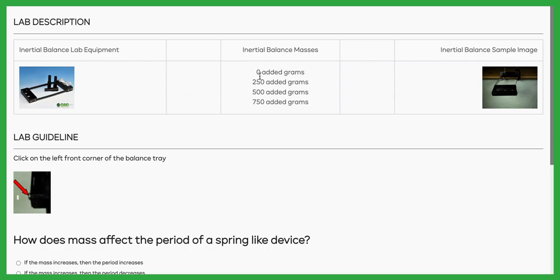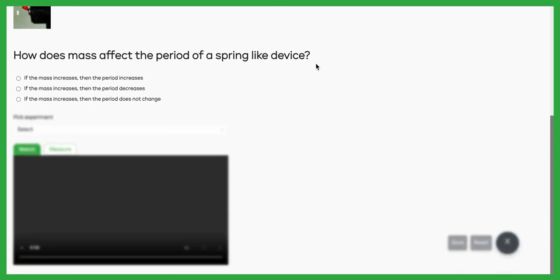So we can either add 0 grams, 250, 500, or 750 grams to the inertial balance and see what happens to the period of the spring. So this is a spring-like device. We're going to try to figure out how mass affects that period. In other words, the time for the inertial balance to go all the way to the right and then all the way back to the left to where it started. That time is called the period.